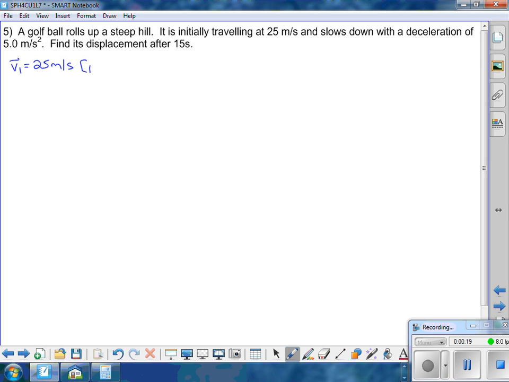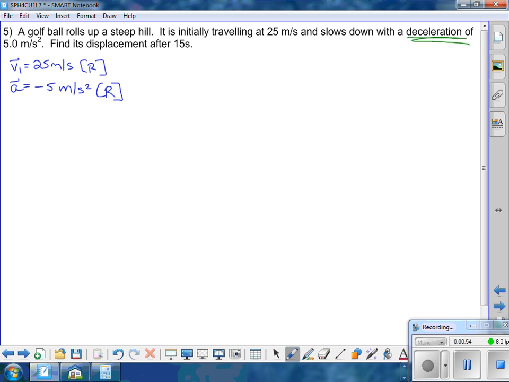And we'll say to the right. And it slows down with a deceleration of 5 meters per second squared. Now, the reason I have this question here is because deceleration means that it's going against the initial direction of motion. So if I'm saying the ball's moving at positive 25, then the golf ball is slowing down at negative 5 meters per second squared, still to the right. Because it's negative, we know it's going in the opposite direction.